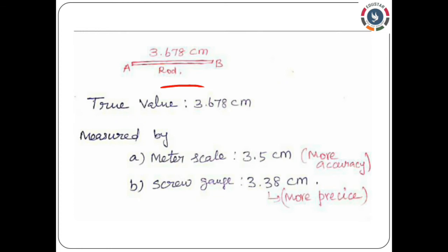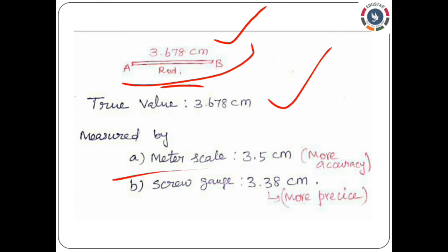Here is another way of understanding precision and accuracy. Suppose a rod AB is given to a student and measured to find out the value of length. We know the true value of length will be 3.678 centimeter. That is called the true value, the original value. If we are measuring, the student may use the meter scale the first time, so it gives 3.5 centimeter. We know the meter scale has 0.1 centimeter accuracy. So after the decimal point, only one digit is there, so it may be 3.5 centimeter.